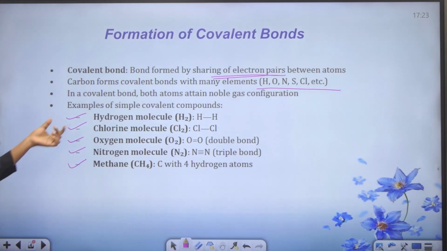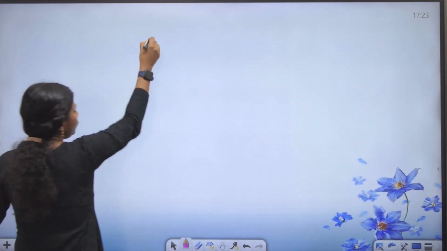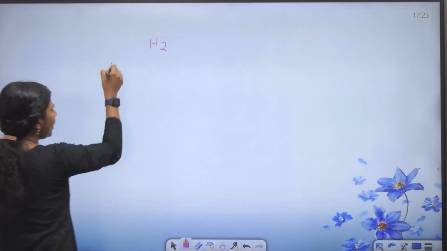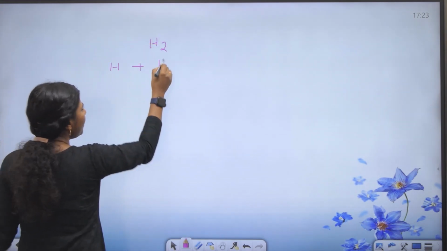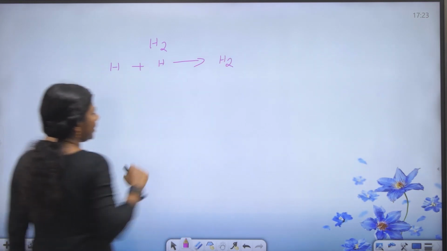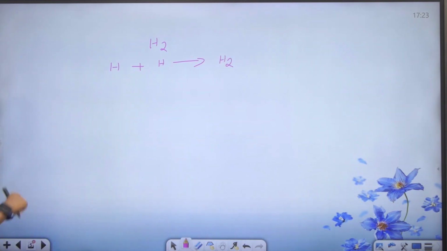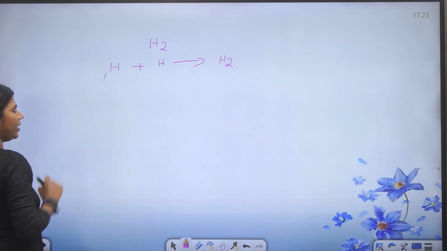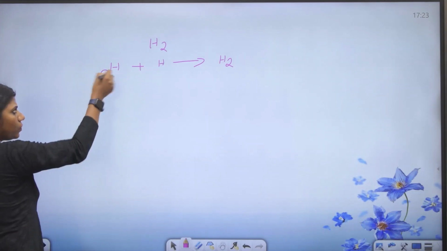Then covalent bond formation of hydrogen molecule, H2. Two hydrogen atoms combine to form an H2 molecule. We know that the atomic number of hydrogen is 1. That means it has only one electron.